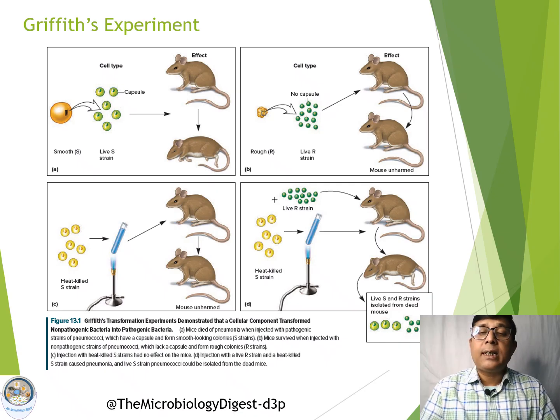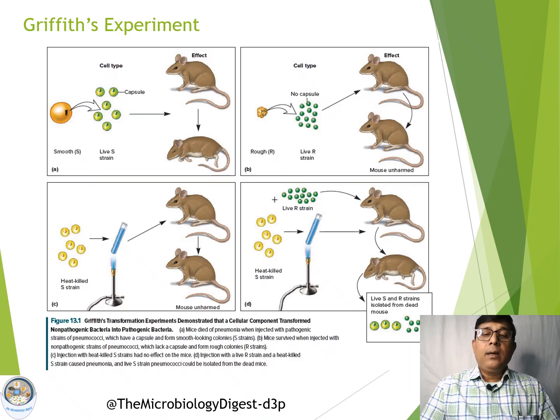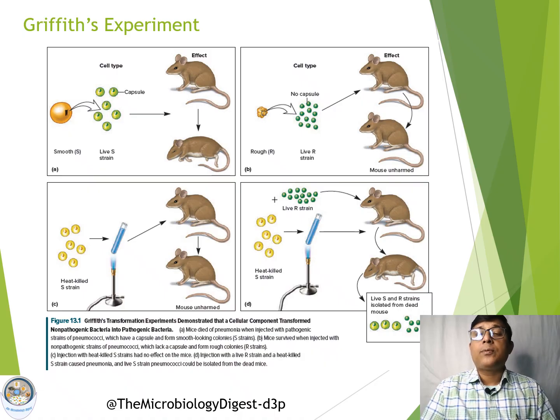So this was a very classical, beautiful experiment explaining the transformation process. This was conducted by Griffith in the year 1928, and based on this experiment, it was proved that genetic transformation in case of bacteria occurs, and there is transfer of genetic material or the DNA from one bacterium to another.